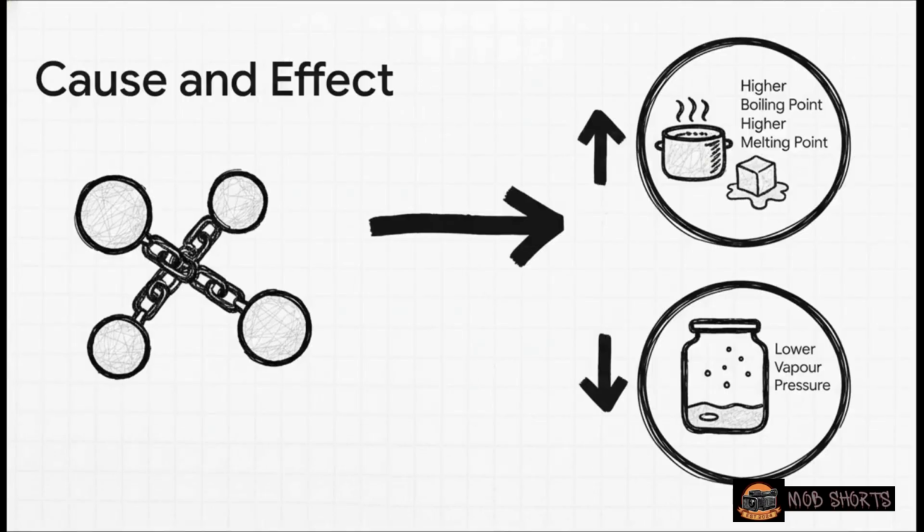So here's the bottom line, the direct cause and effect. It's super logical when you think about it. If you have stronger intermolecular forces, it means the molecules are holding on to each other more tightly, right? So that means you're going to need more energy to pull them apart, which results in a higher boiling point and a higher melting point. It also means it's harder for those molecules to escape from the liquid's surface, which gives them a lower vapor pressure. See? It all connects.